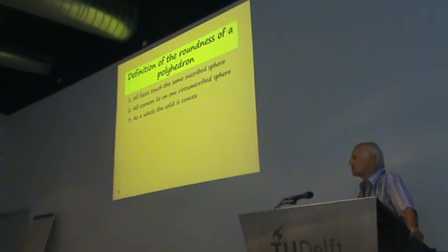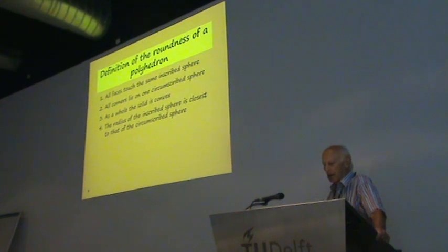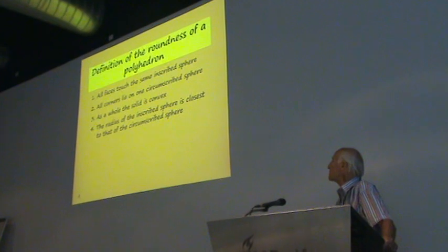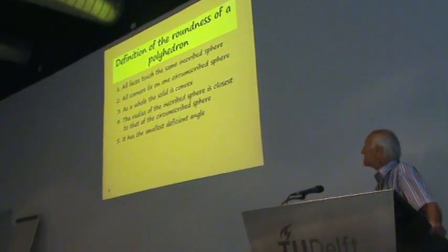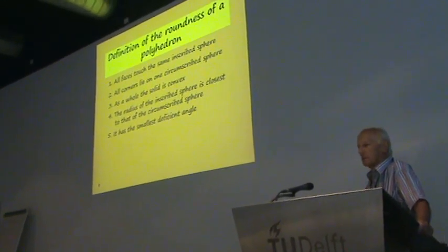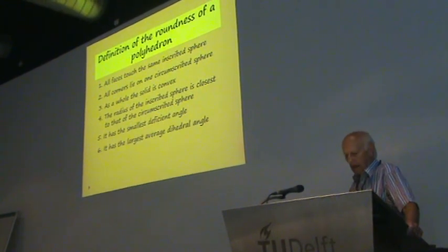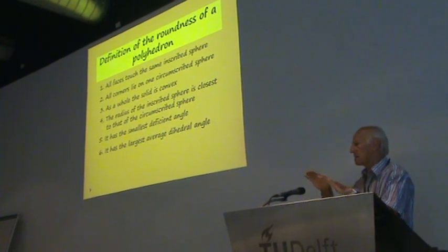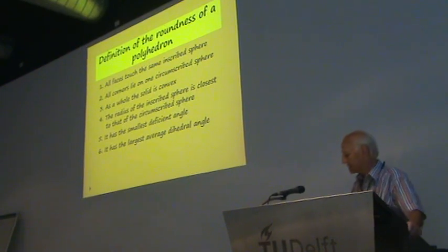As a whole, the solid is convex. It's also the same with the uniform polyhedra. The radius of the inscribed sphere should be closest to that of the circumscribed sphere. The difference should be as small as possible. It also should have the smallest deficient angle. I will come back to that later, in order to make it more round. And then it has the largest average dihedral angle. The shallower the meeting is, the rounder its shape is.